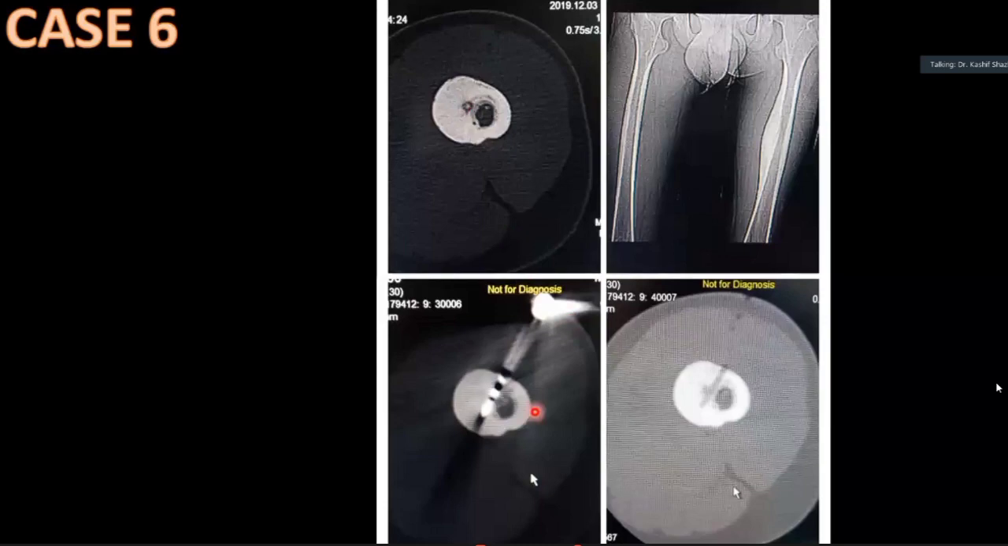Okay, and as we all know, nowadays the gold standard treatment of osteoid osteoma is radiofrequency ablation. So this is the radiofrequency ablation needle which is inside the nidus. We target this nidus or lucent area, and if it is ablated completely, then the treatment is completed. So this is the post ablation defect.